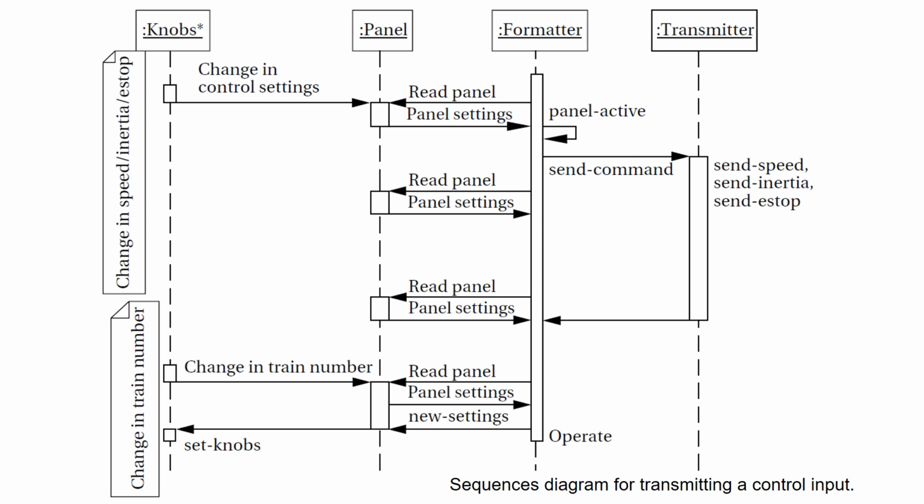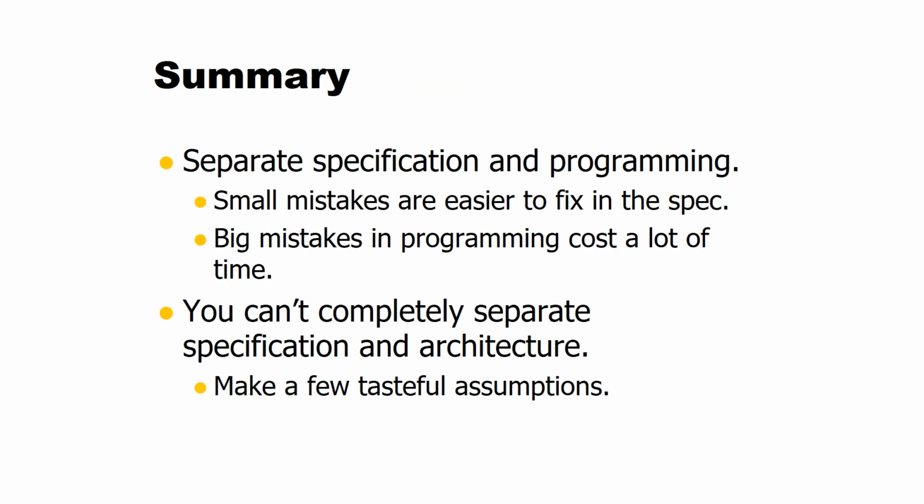Whenever there is a change in train number, the panel will call set knob so that the overall control box will reset its action. After that, it will send the control setting to the panel knob. Similarly, there will be a receiver side sequence diagram.